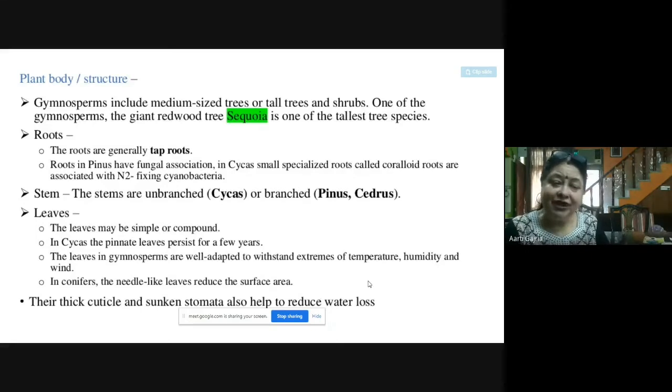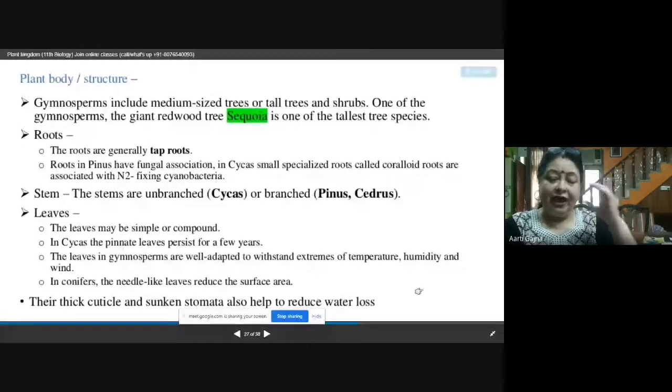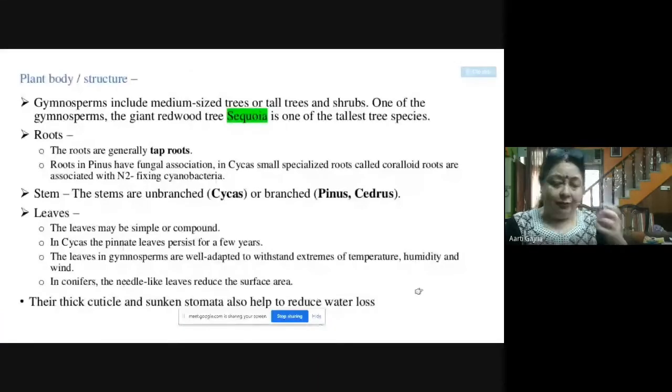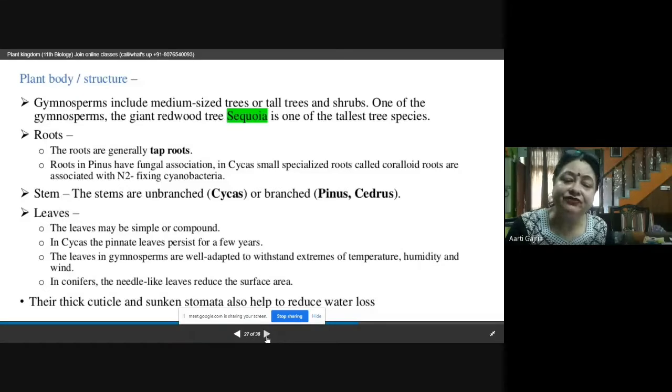At the same time, they have a thick cuticle around the leaf and sunken stomata, because normally the stomata are present on the surface of the leaf for transpiration. But here you will find sunken stomata so as to reduce the water loss by the process of transpiration.